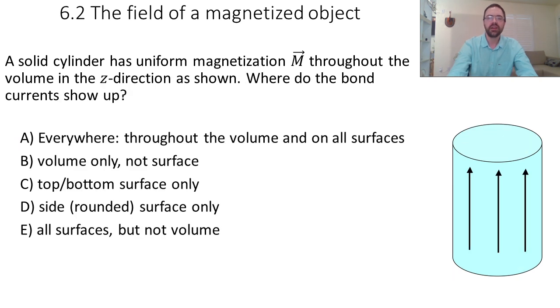Okay, next question. This time the solid cylinder has a uniform magnetization in the z direction. Where do bound currents show up?